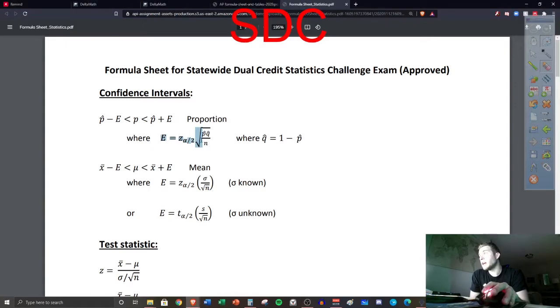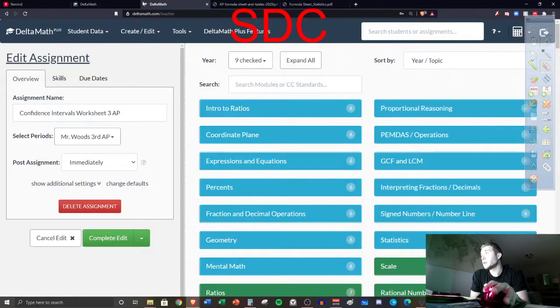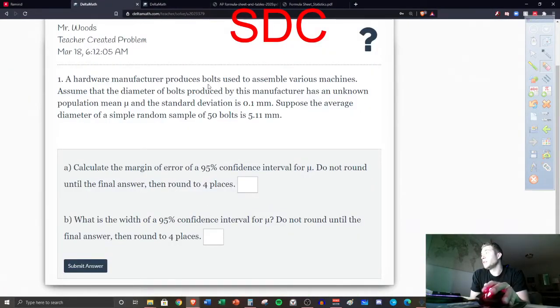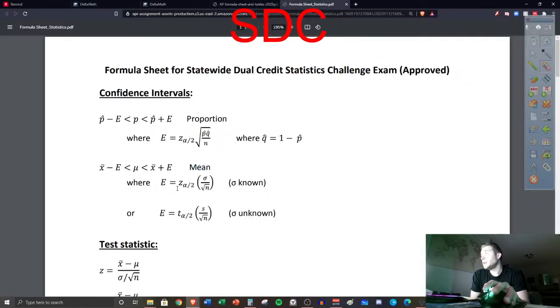These are the formulas that we need here. This is your margin of error, okay? That's what all these formulas are, margin of error, okay? So we have to figure out which one we need. Here's proportions, here's means. So we go back to Delta Math, and you'll notice that we see the word mean here, mu, okay? And it gives us a standard deviation. So we know that we should be using one of these formulas. Do we know sigma or do we not know sigma?